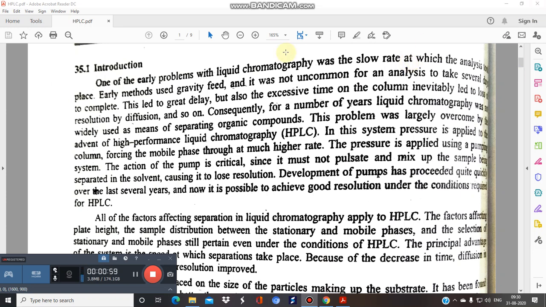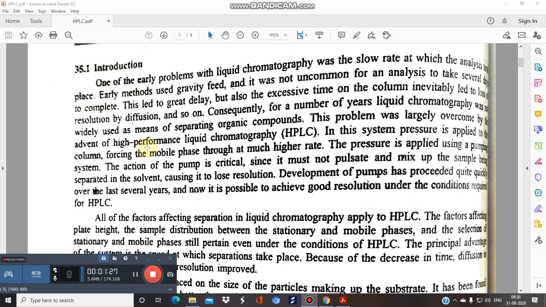So earlier methods use gravity feed, okay, and it was not uncommon for analysis to take several days to complete. This obviously led to a delay in the process of elution and caused excessive time, and also affected the resolution and the efficiency of the column. So this led to the development of a technique that gives us better results in less time.